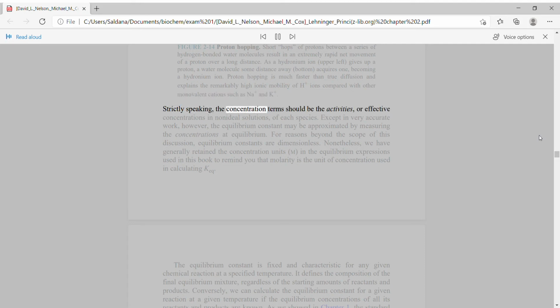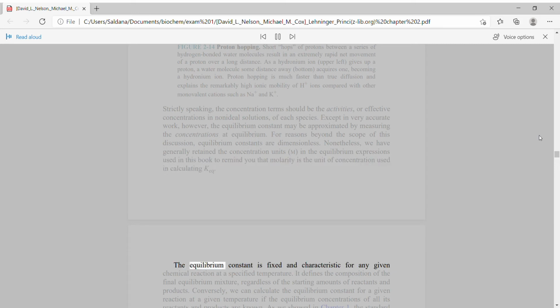Strictly speaking, the concentration terms should be the activities, or effective concentrations in non-ideal solutions, of each species. Except in very accurate work, however, the equilibrium constant may be approximated by measuring the concentrations at equilibrium. For reasons beyond the scope of this discussion, equilibrium constants are dimensionless. Nonetheless, we have generally retained the concentration units M in the equilibrium expressions used in this book to remind you that molarity is the unit of concentration used in calculating Keq.